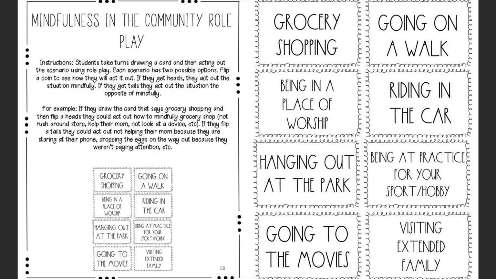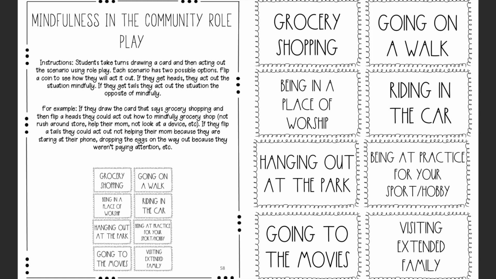And then for this week, we're doing a role play. So the students are going to draw a card and then act out the scenario using role play. There are 2 possible options. They're going to flip a coin to see how they act it out. If they get heads, they're acting it out mindfully, and if they get tails, they're acting it out not mindfully, or the opposite of mindfully.